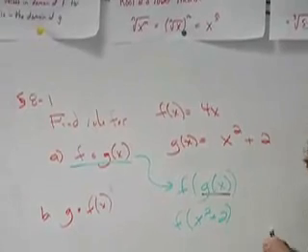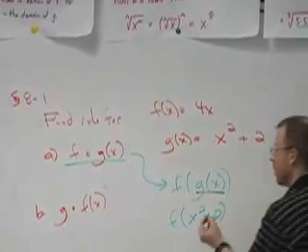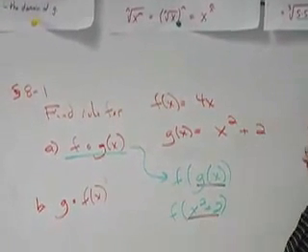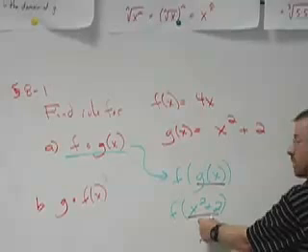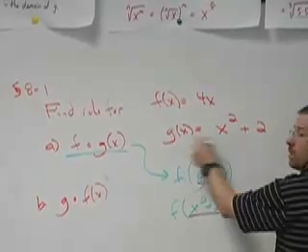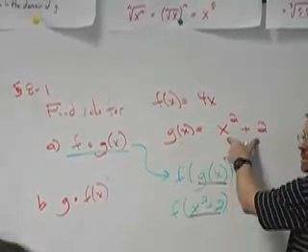That, I think, is the easy step in this process. What possible justification do I have to replace g of x with x squared plus 2? They're equal. g of x equals x squared plus 2. Boom.